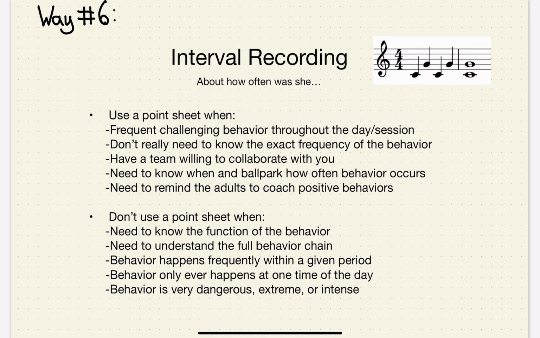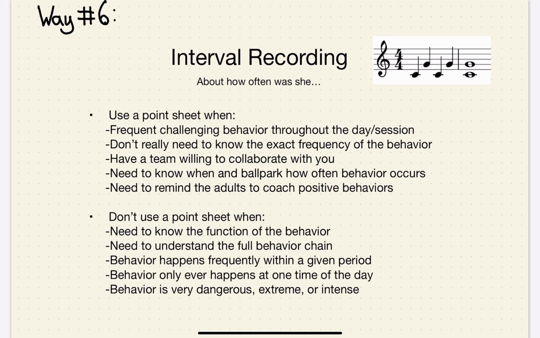Way number 6 is interval recording. This would answer the question, how often was this student blank? We see this most frequently as a point sheet. You would use this when there is frequent challenging behavior throughout the day or session, when you're trying to pinpoint those things. You use this when you don't really need to know the exact frequency. You'd use this if you have a team willing to collaborate with you.